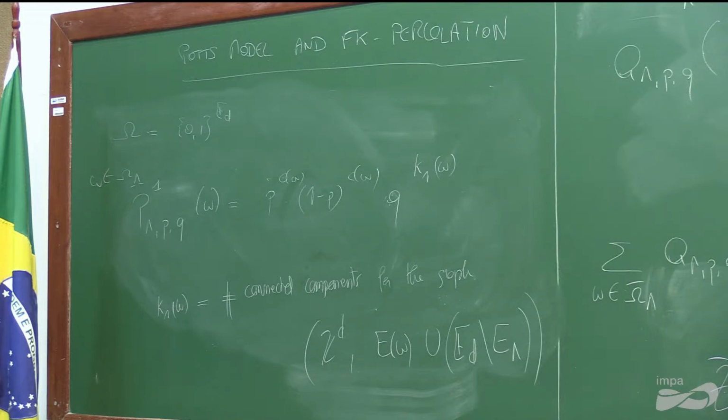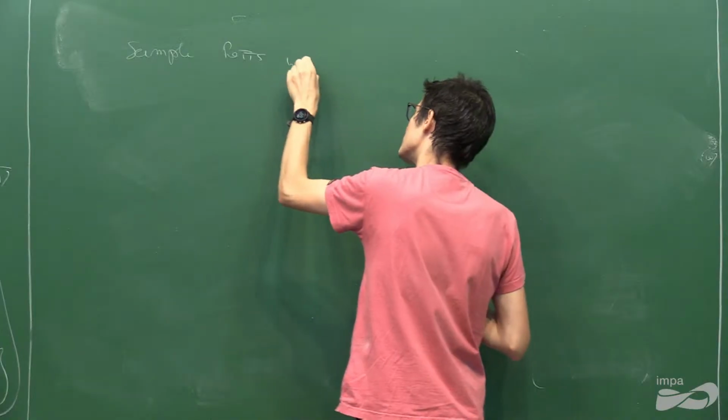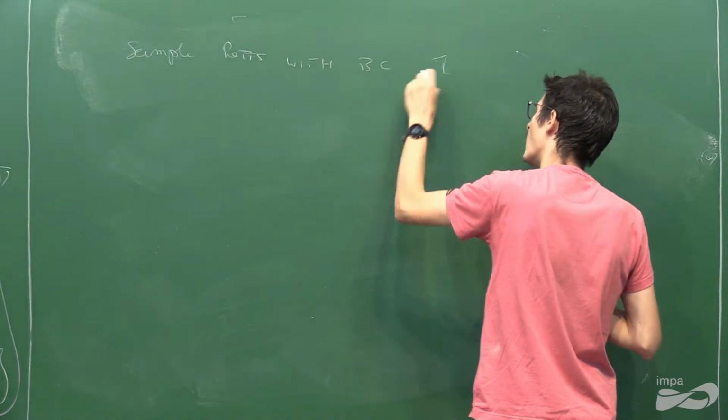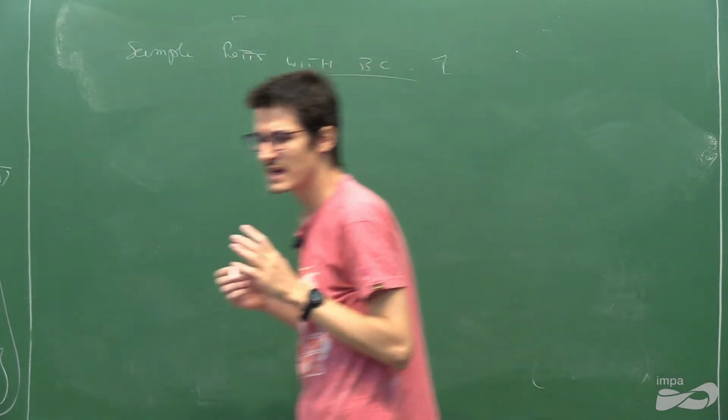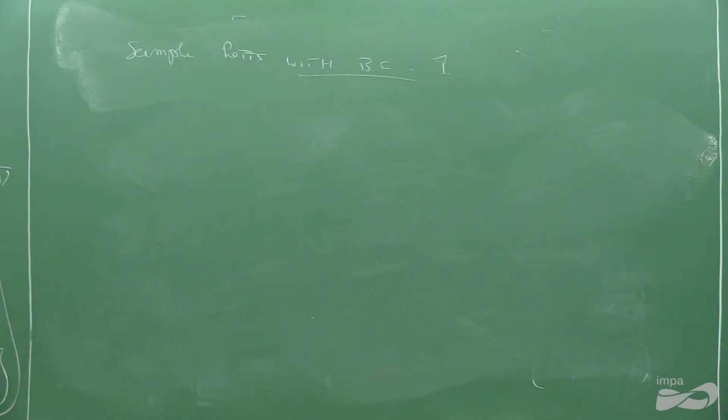Now if you want to sample Potts with boundary condition 1, you are doing exactly the same thing as before, except that for the connected component that touches the boundary, you don't choose its color at random, you take it equal to 1. And if you do the same algorithm as before, you will get the Potts model with a random boundary condition, which is just a uniform color, chosen at random.